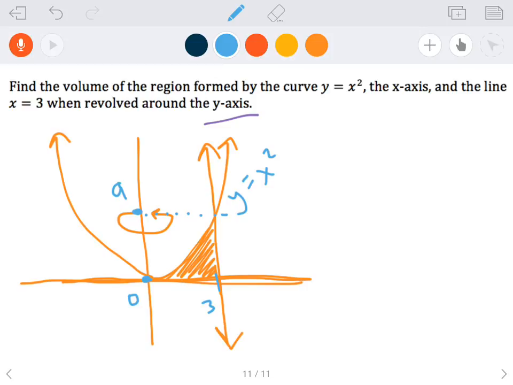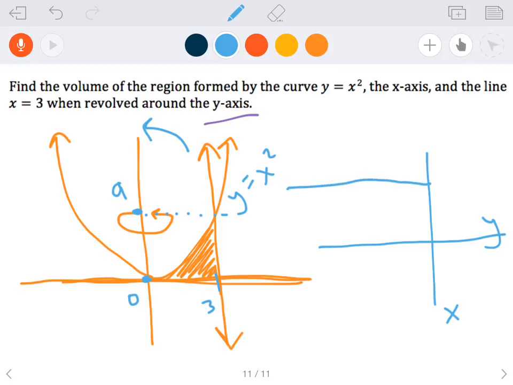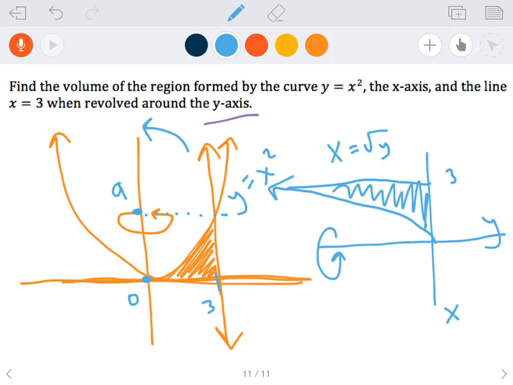Now whenever I'm revolving things around the y-axis, what I have to do in my brain is take this picture and rotate it 90 degrees. So when I rotate this picture, this is now the x-axis, this is the y-axis, and then I have that line x equals 3, and I have this function, and I need to rewrite that function. That was y equals x squared. I need to rewrite that in terms of x, so that is now x equals the square root of y, and I've got this area that I'm rotating around the y-axis.